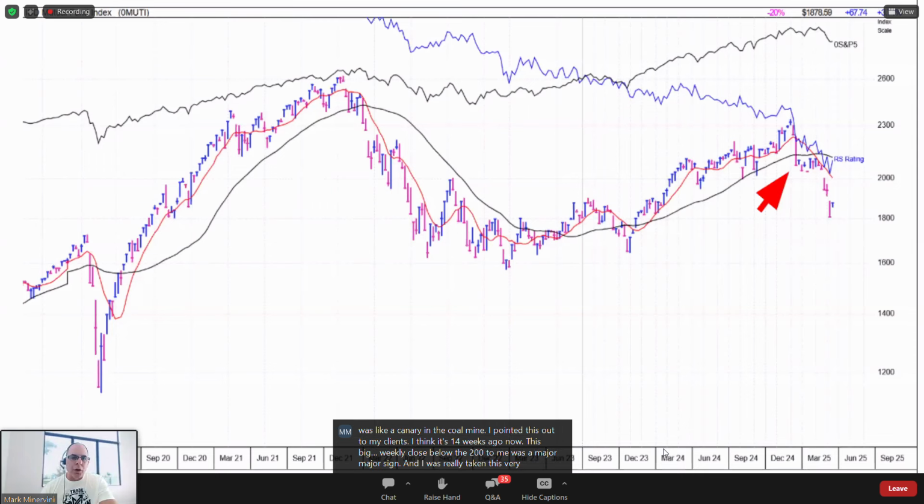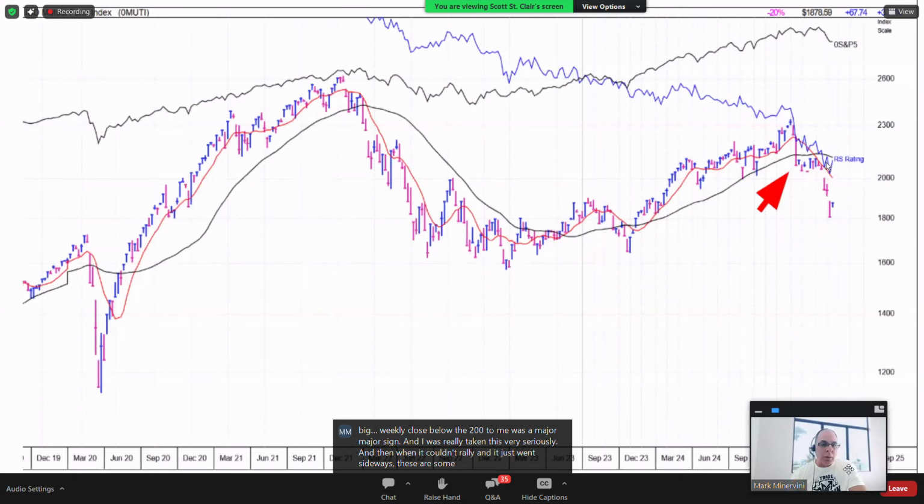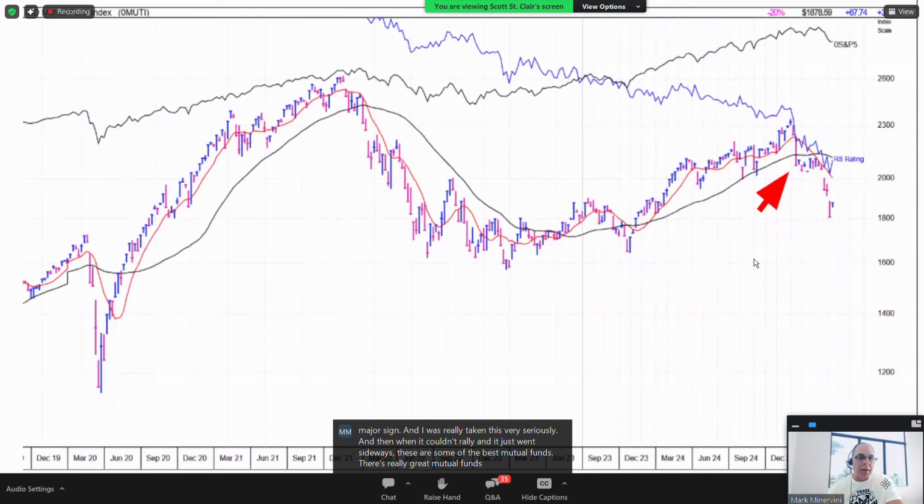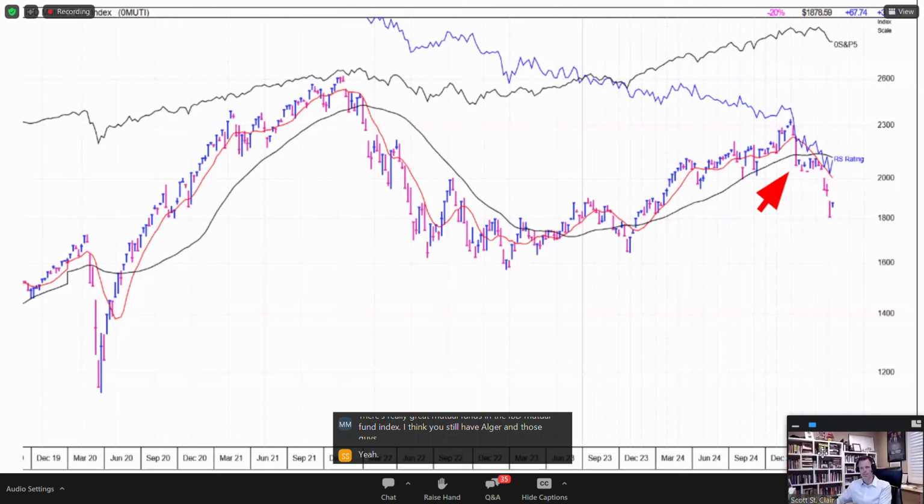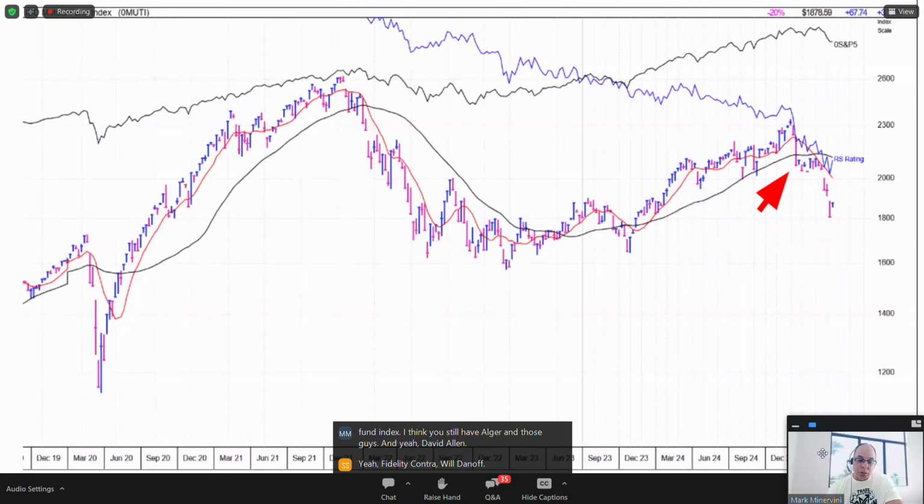And then when it couldn't rally and it just went sideways, these are some of the best mutual funds. There are really great mutual funds in the IBD mutual fund index. I think you still have Alger and those guys. And yeah, Fidelity Contra, Will Danoff. David Alger was one of my heroes.